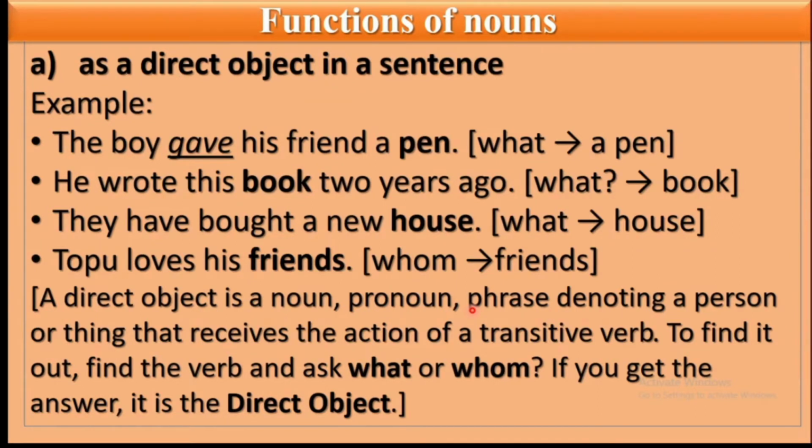Now find out the verb. The verb is of course gave, and we are now asking a question using what. So what did the boy give his friend? Of course the answer is a fan. So a fan in this sentence is, of course, a direct object.